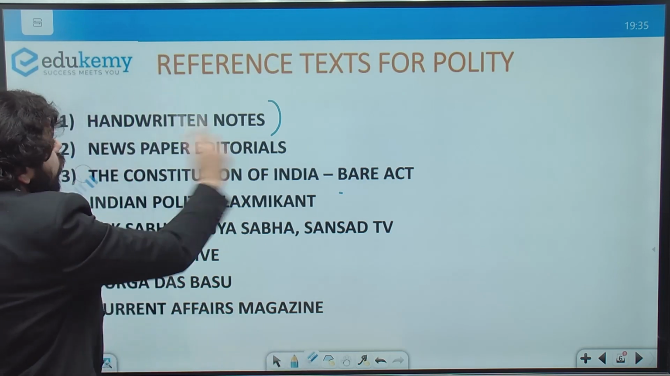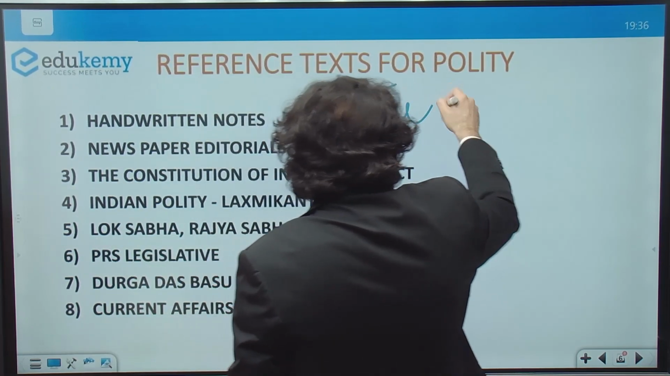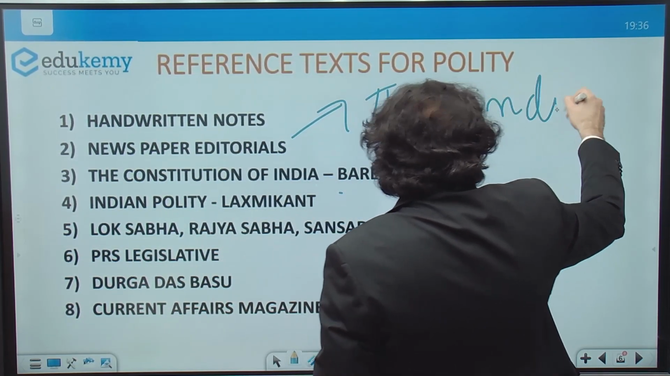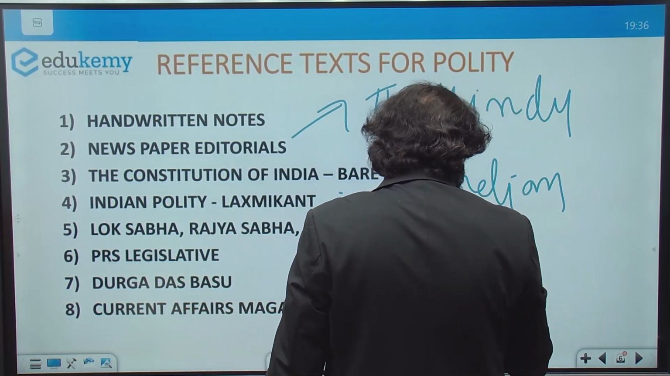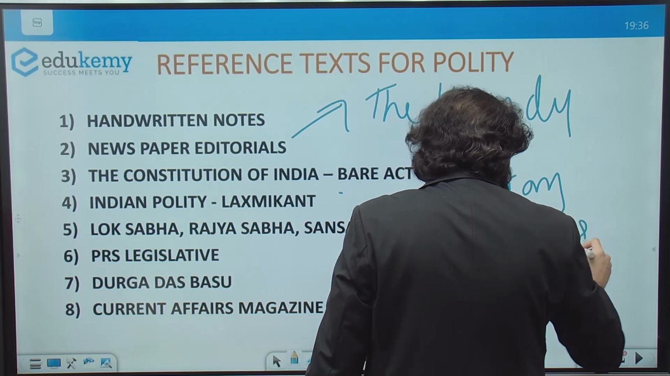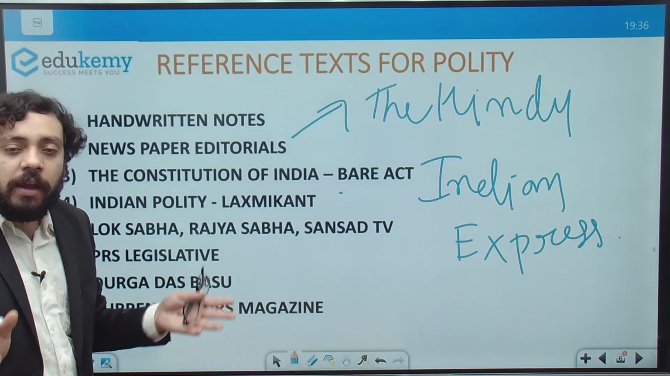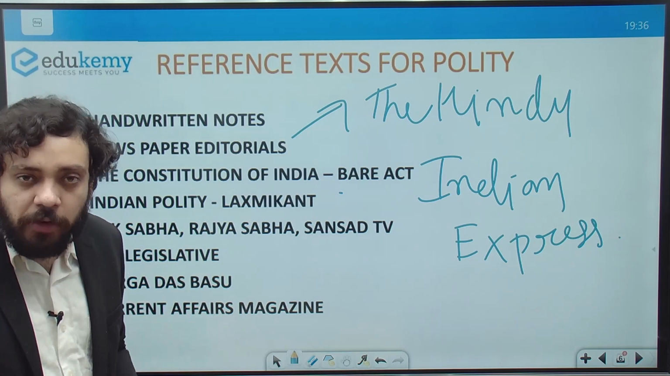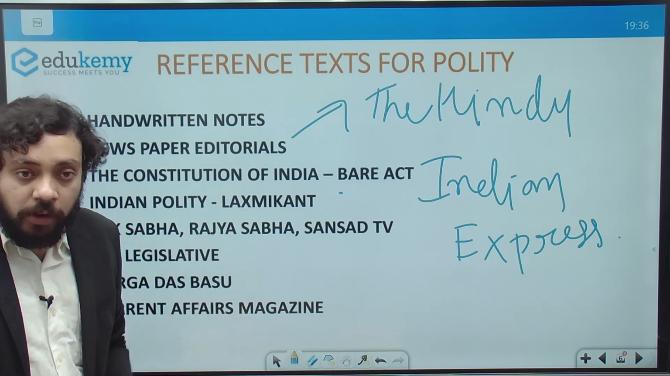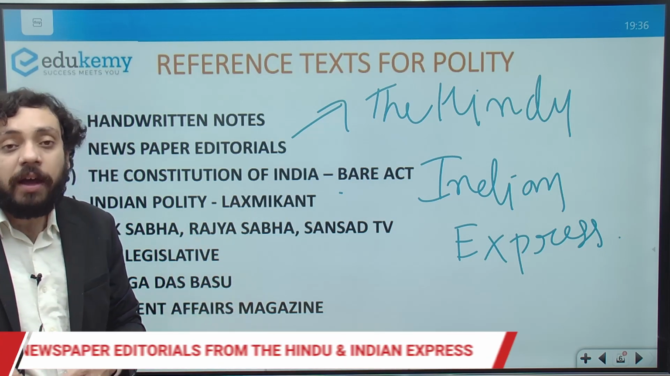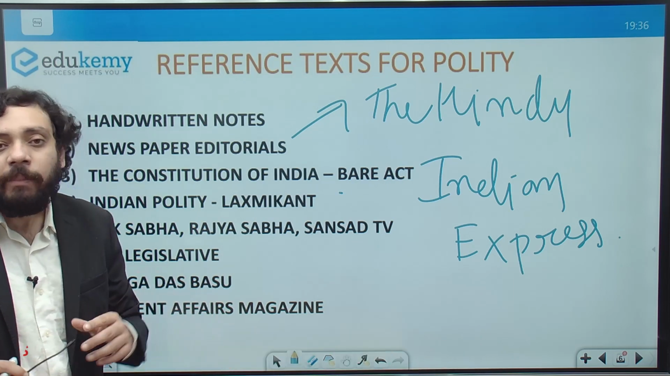Number 2, newspaper editorials. Now, 2 newspapers in specific, the Hindu and the Indian Express. Every day there are editorials and opinions written by public intellectuals and former government servants, civil servants, etc., unpacking the various issues which are falling under the domain of governance and polity. For instance, one of the editorials written recently was on the FCRA. One was written on the constitutional challenge to the farm laws, etc.